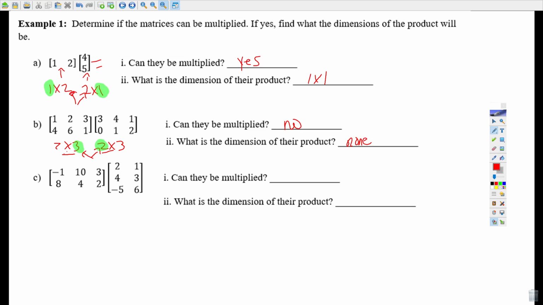And the last one here, we have another 2 by 3, but we're going to multiply that by a 3 by 2. So is that allowed? Let's look at the two middle numbers. We have 3 and 3. They can be multiplied together, yes. What is the dimension of their product? Again, that's the outside numbers, like always. Only if the two middle match, then the answer of a product would be the outside numbers, a 2 by 2.